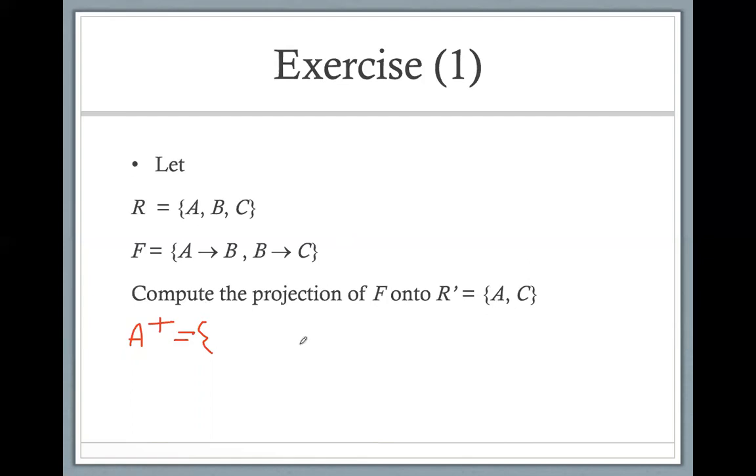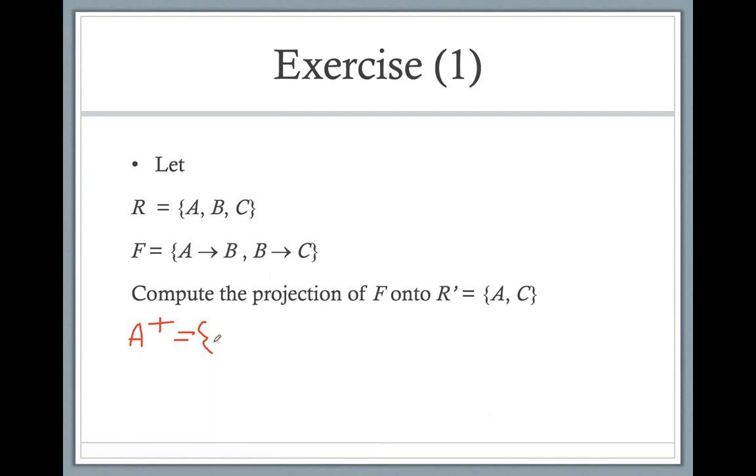But there are other functional dependencies that I could deduce from these, of course, A determines B and B determines C, that are relevant for R dash, that involve attributes in A and C. The easiest way to do it, of course, I can use transitivity and get that A determines C, but the systematic way of doing it is to compute the closure and then move on.